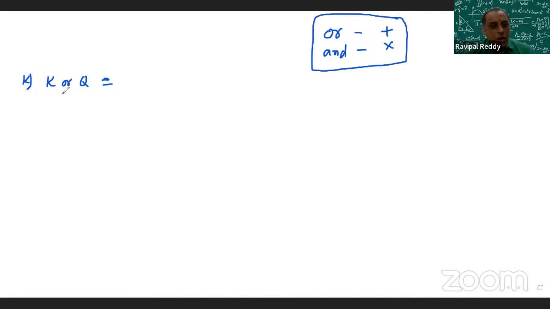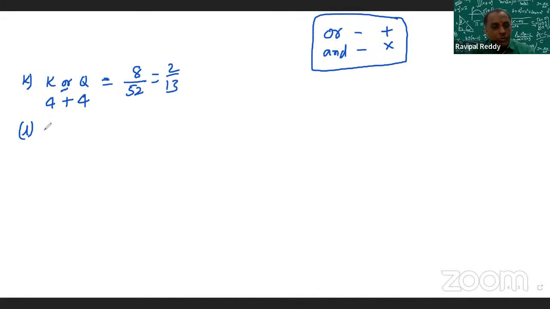So here, king or queen, the word or is there. So how many kings are there? We are not taking 2 cards. We are taking only 1 card, but that 1 card may be king or queen. So 4 plus 4, 8. 8 by 52, 4 2s are 8, 4 13s are 52. So 2 by 13. Very good, the answer is right.